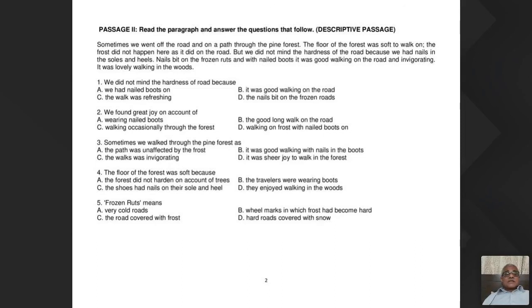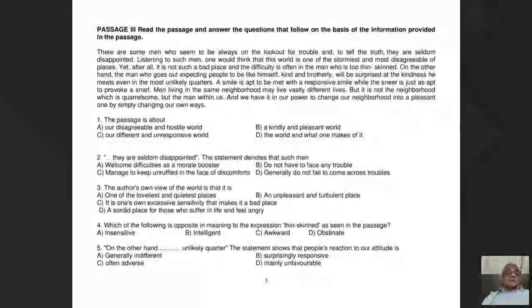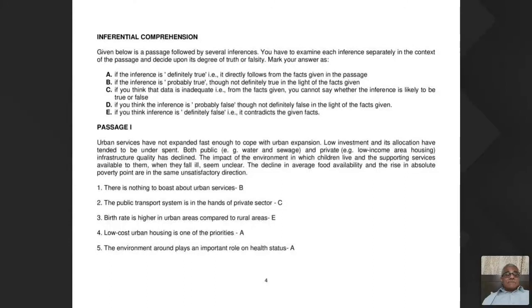Look at this length of the reading passage. It's only about 3.5 lines, but the questions are so beautifully framed that it really makes it a bit challenging for the learners. This is one model. The next model is what I would like to talk about. Let's skip this.